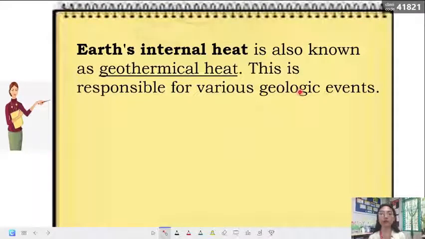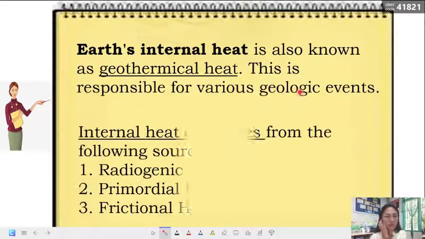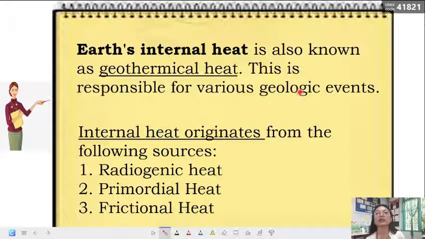Earth's internal heat is also known as geothermal heat. Again, Earth's internal heat is also known as geothermal heat. This is responsible for various geologic events. So what are these geologic events? Let us discover it later.